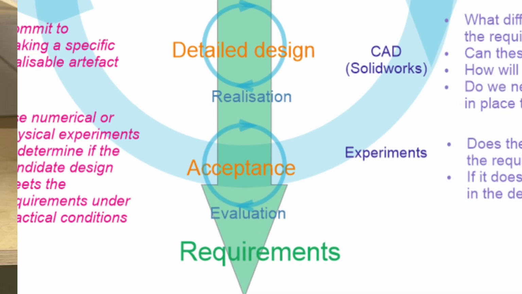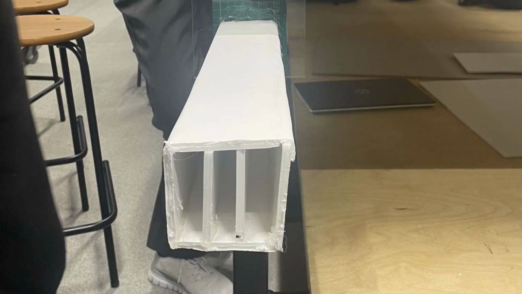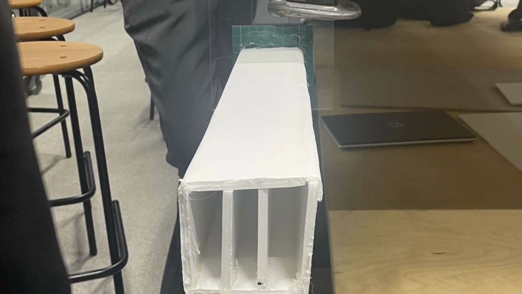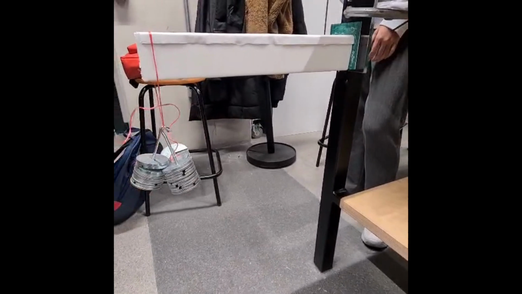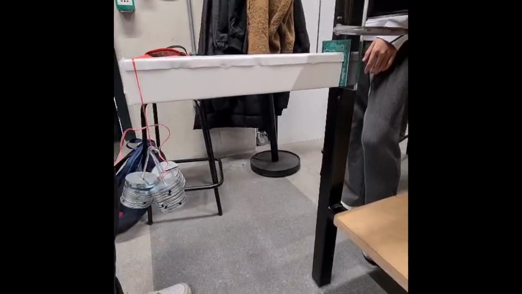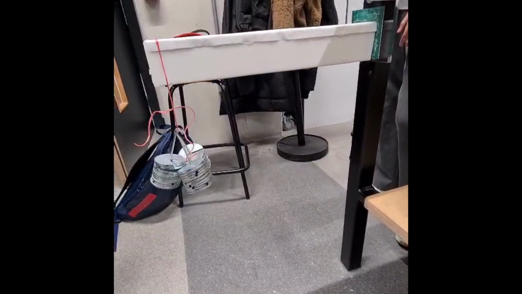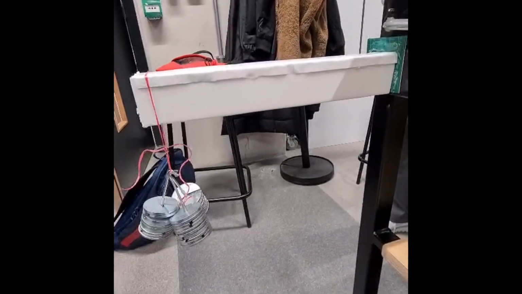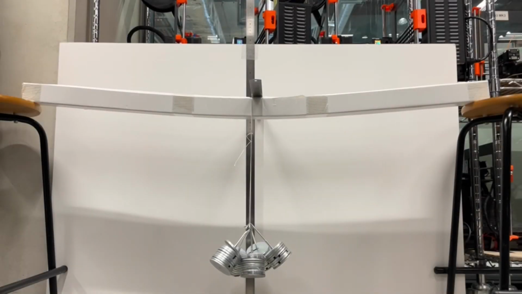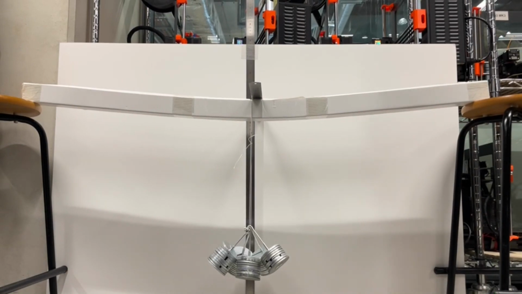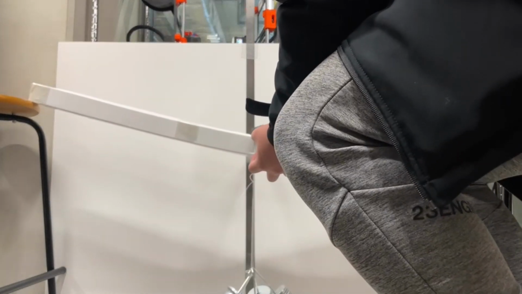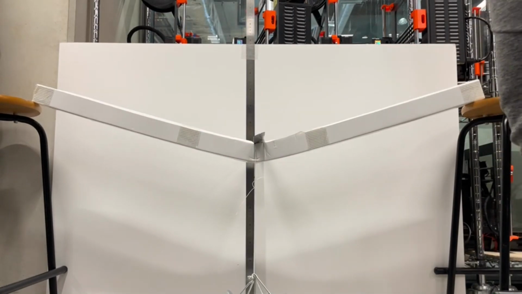The acceptance and evaluation process is to test the design to see if it meets the requirements, and we could therefore decide if we should improve on the design or not. Initially in our design process, we settled on a hollow square cross-section in order to reduce weight. However, after deformation testing, we realized the spar was not stiff enough and not strong enough to withstand a large load.